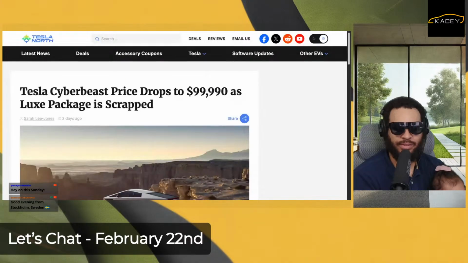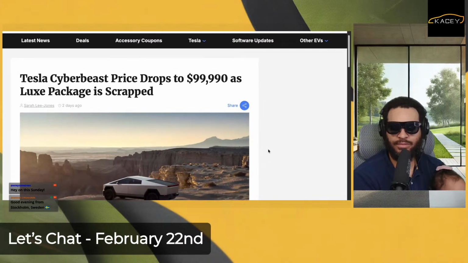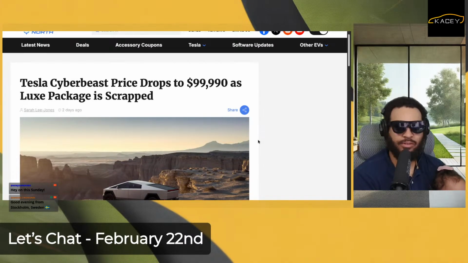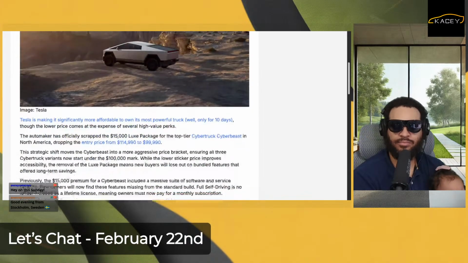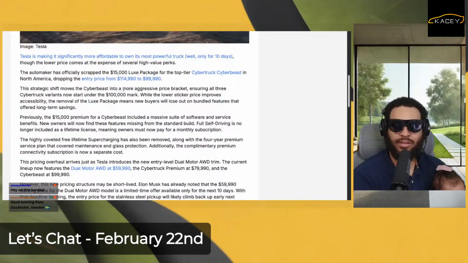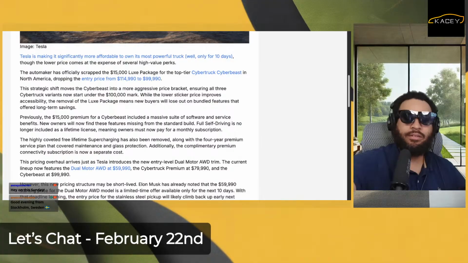So the Cyber Beast is no longer Lux-ified at 100 and whatever. Makes it significantly more affordable. It's the most powerful truck, well, for only 10 days through the lower price, though the lower price comes at the expense of several high-value perks. So they've officially scrapped the Lux package for the Cyber Beast. You can still get it on S and X, while you can still get an S and X, which have been end of life.